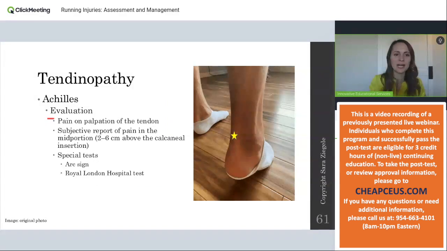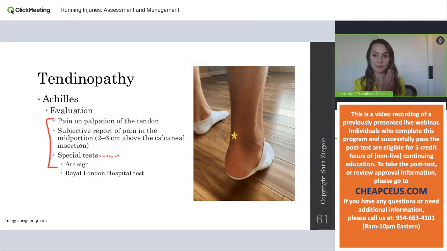When you see them in clinic without the shoe and sock on, you'll be able to see that spot of pain right here in that 2 to 6 centimeters above the calcaneus. You may see thickening based on how chronic it's been or how inflamed or irritated it is at the time. They likely will have pain with palpation of the tendon there, but there are a couple special tests you can use as well, and those are located here at the bottom of the list. The Arcsine and the Royal London Hospital tests are really used to differentiate between tendon issues and some of the other structures in this area.